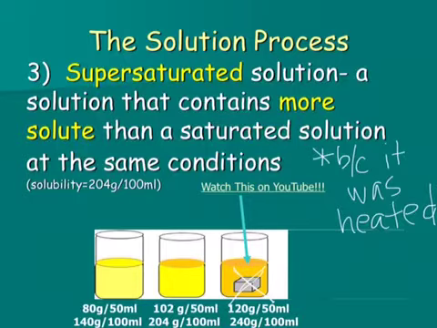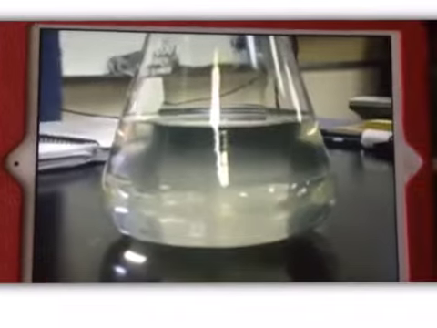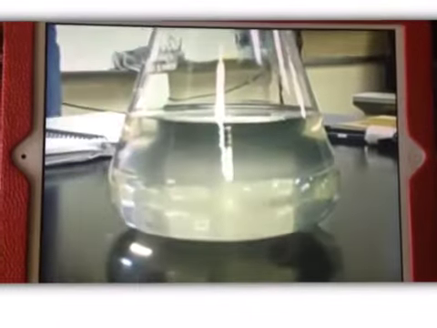So watch this cool little video, and it's going to show you what happens when the solution figures out that it's supersaturated. It kind of freaks out, and it says, wait, I shouldn't be dissolving all of this, and it spits it back at you. It's really interesting to watch. So we have a supersaturated solution. There's more that can normally be dissolved in there at room temperature.